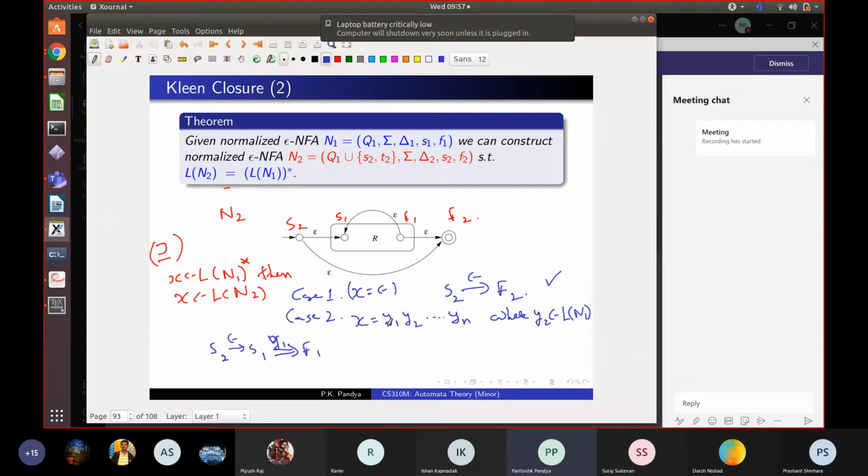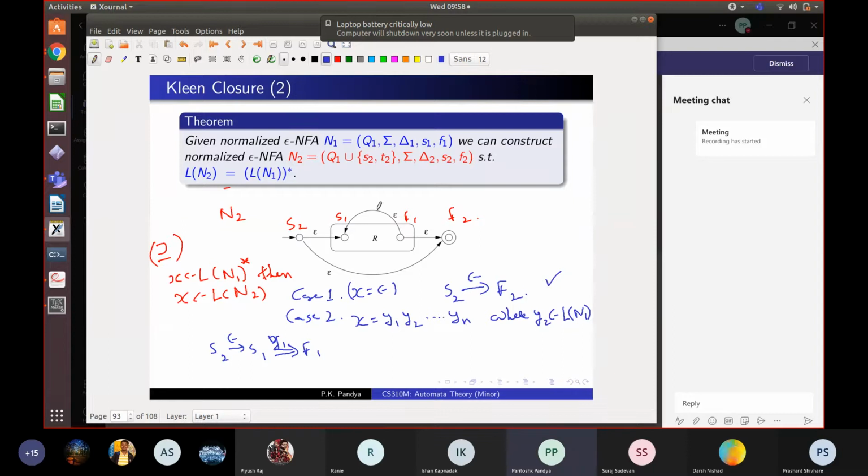Y1 belongs to the language of N1, Y2 belongs to the language of N1, which means there is a path from the start state S1 to the final state F1 of N1 on word Y1. So I will mimic exactly those transitions, right? This notation, double arrow, says that on the sequence of letters Y1, I will move from S1 to F1, maybe using some epsilon transitions. Is this clear to you?